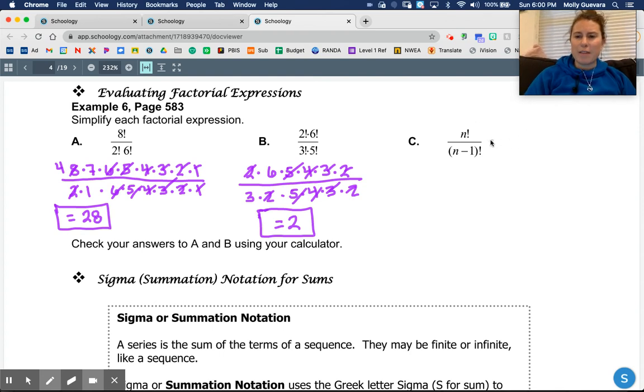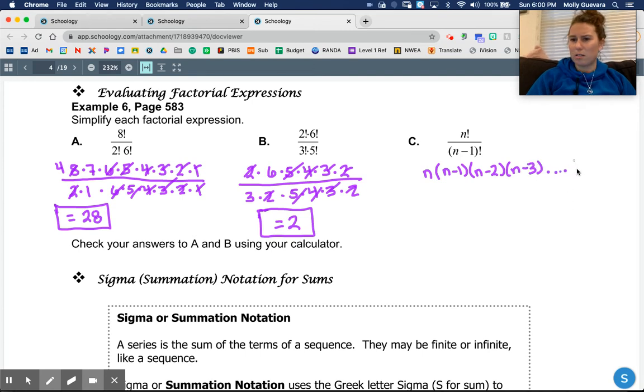For C, if I write this out as a general pattern, I would have n, and then I would have one number smaller than n, so that would be n minus 1. And then I would have 2 numbers smaller than n, and 3 numbers smaller than n, right all the way down to 1, depending on what n is. That would be the top.